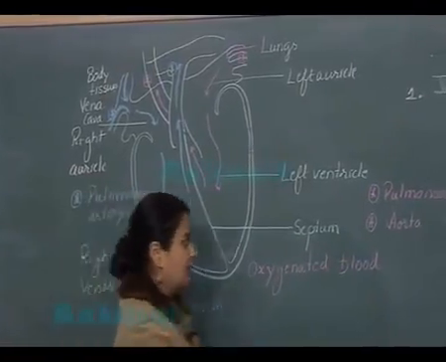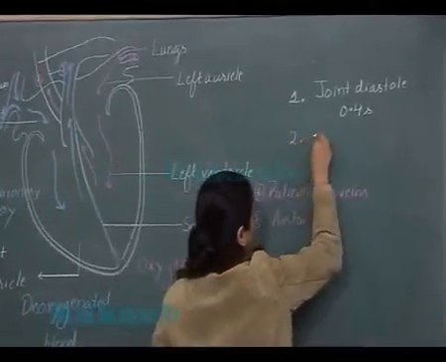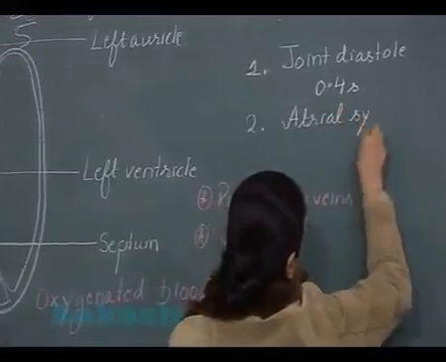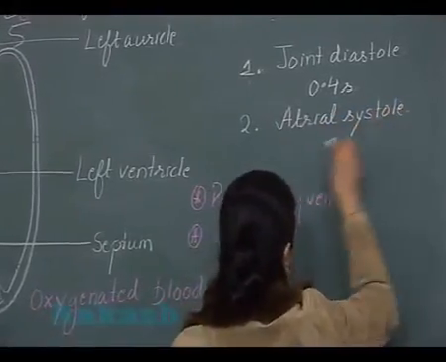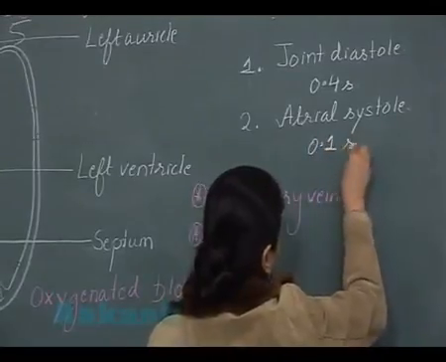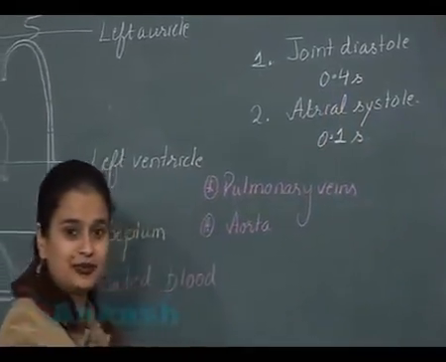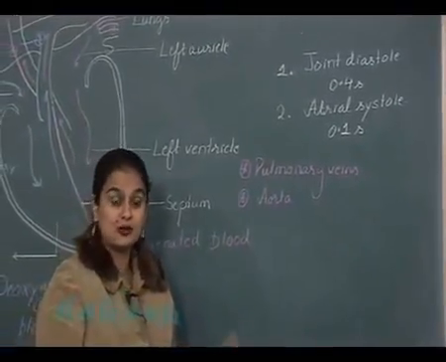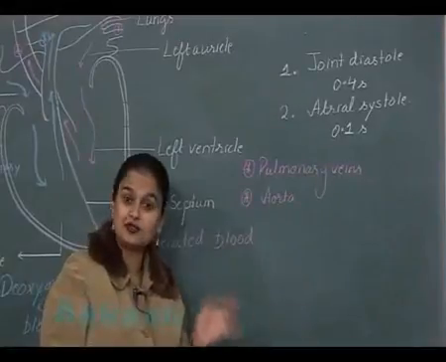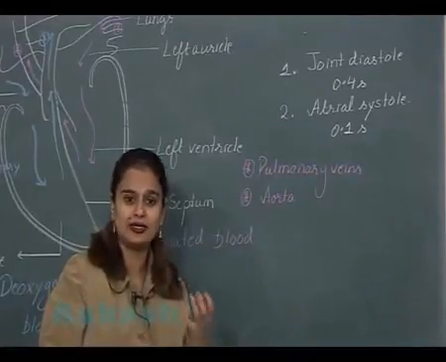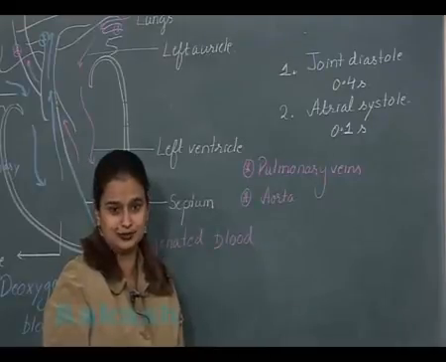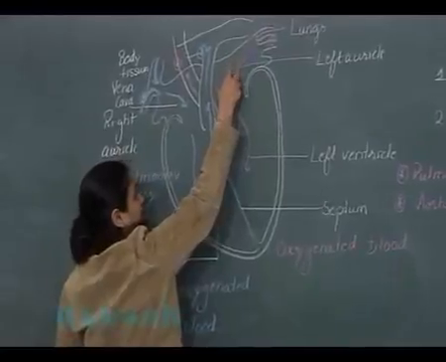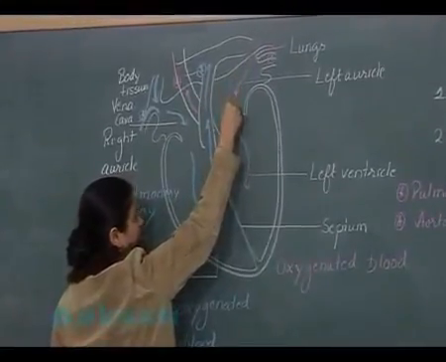Now after that, the second phase, that is the atrial systole, which is going to remain for 0.1 second. So now what do you mean by systole? Systole means contraction. Atrial systole means the auricles are going to show the contraction. So when the left auricle is going to contract, left auricle is going to contract.